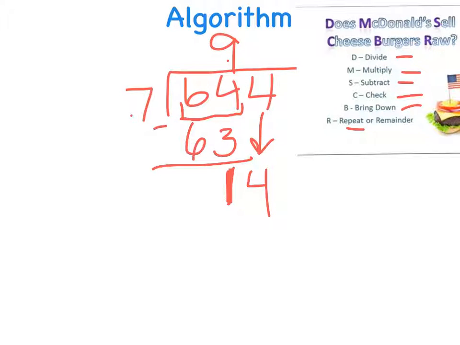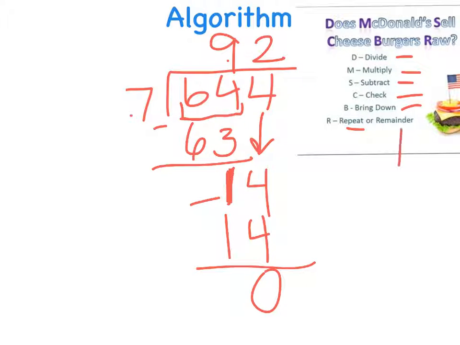So first I'm going to divide. 14 divided by 7 is 2. And I'm going to multiply 2 times 7 to get 14. Then I will subtract and get 0, which of course is less than 7. Since there's nothing more to bring down, this is my remainder. When you have a remainder of 0, you don't have to write it. If it was a number like 2, I would write remainder 2. But in this case, my final answer is 92.